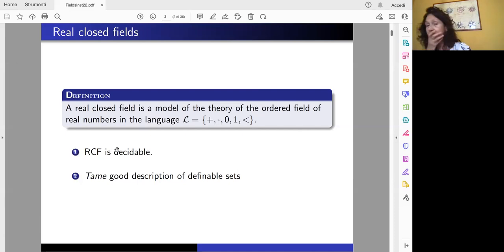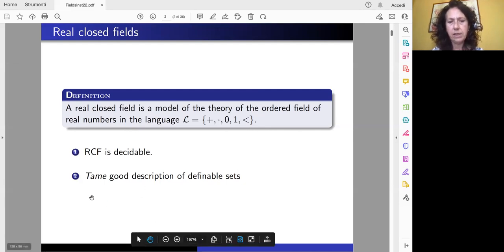I'm sorry. A real closed field is a model of the theory of the ordered field of real numbers in this language. Everybody already knows these very basic properties. RCF is decidable and is considered tame because there is a good description of the definable sets.